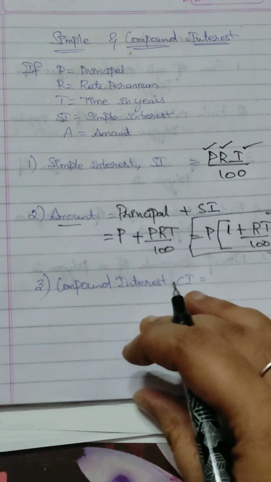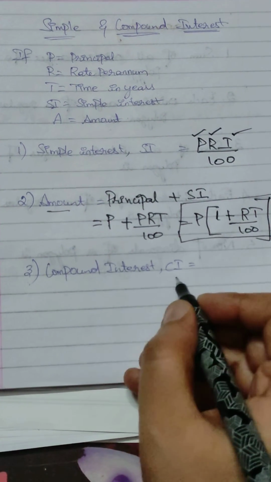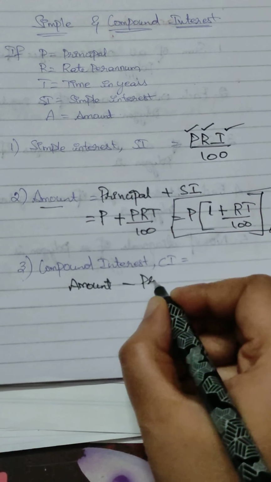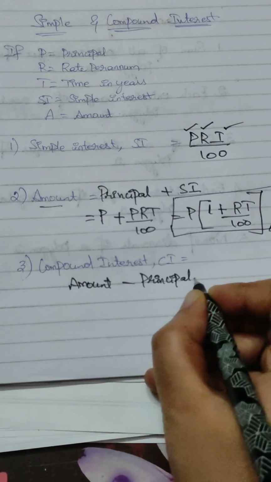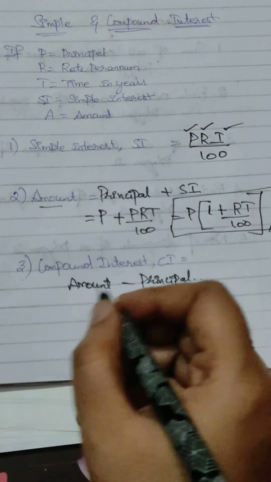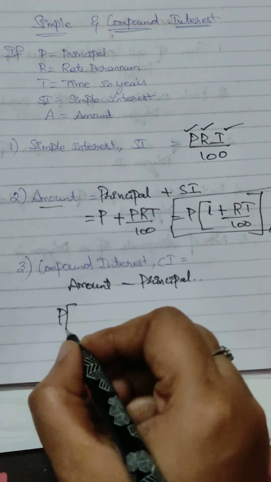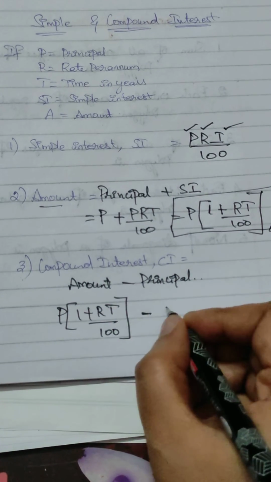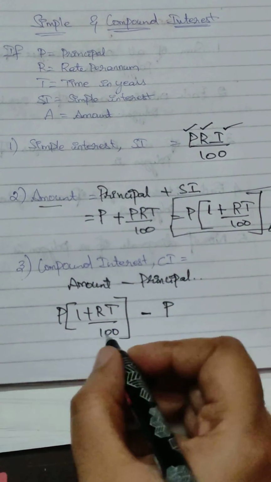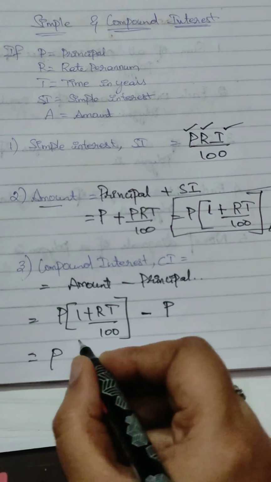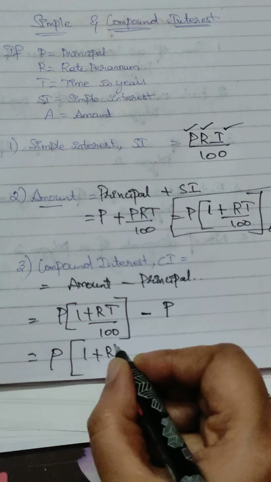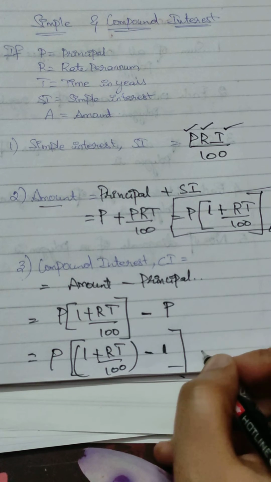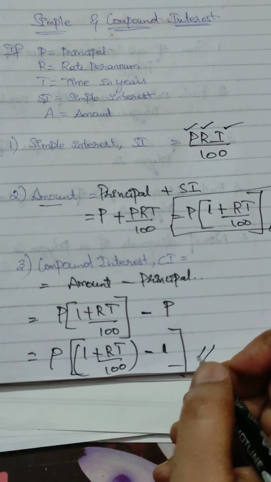Okay, so next one is compound interest. To find the compound interest, the formula is amount minus principal. So amount is this one, which is P into 1 plus RT by 100, minus principal, which is P. Here take out the P as common, then 1 plus RT by 100 minus 1. Okay, so this is the formula for calculating the compound interest.